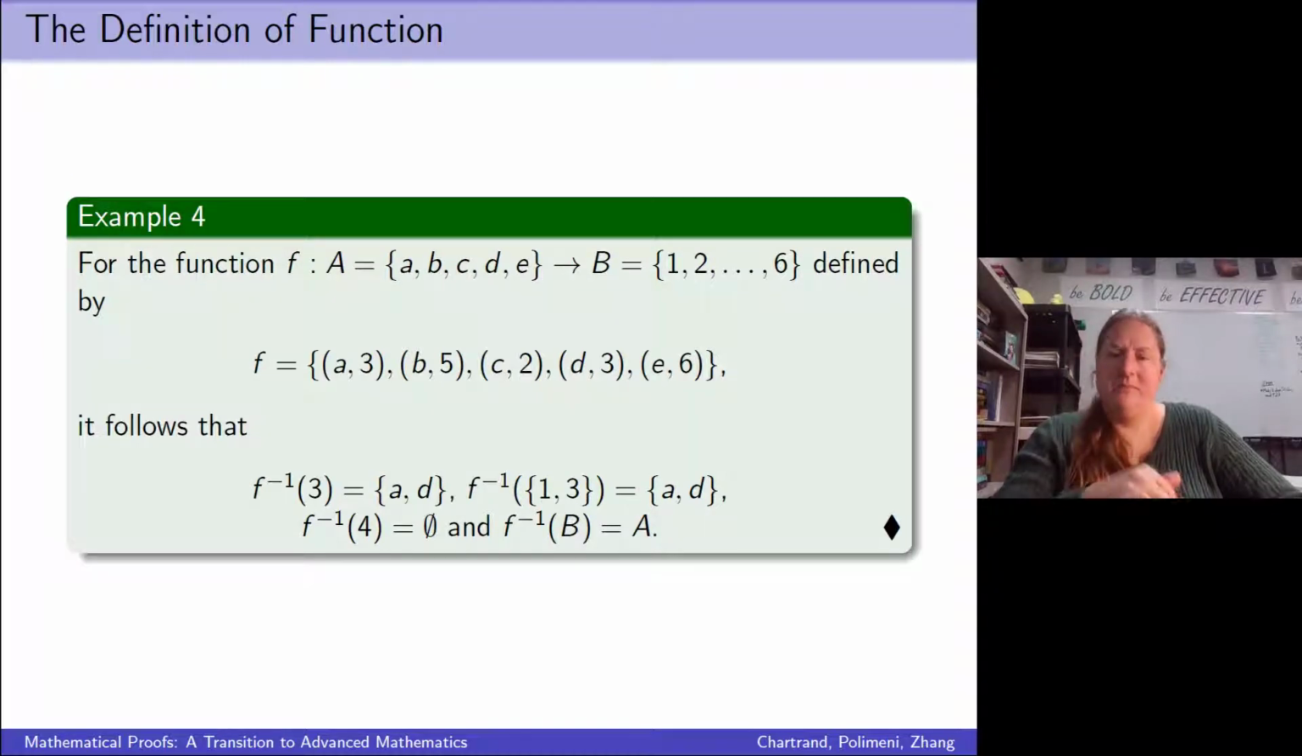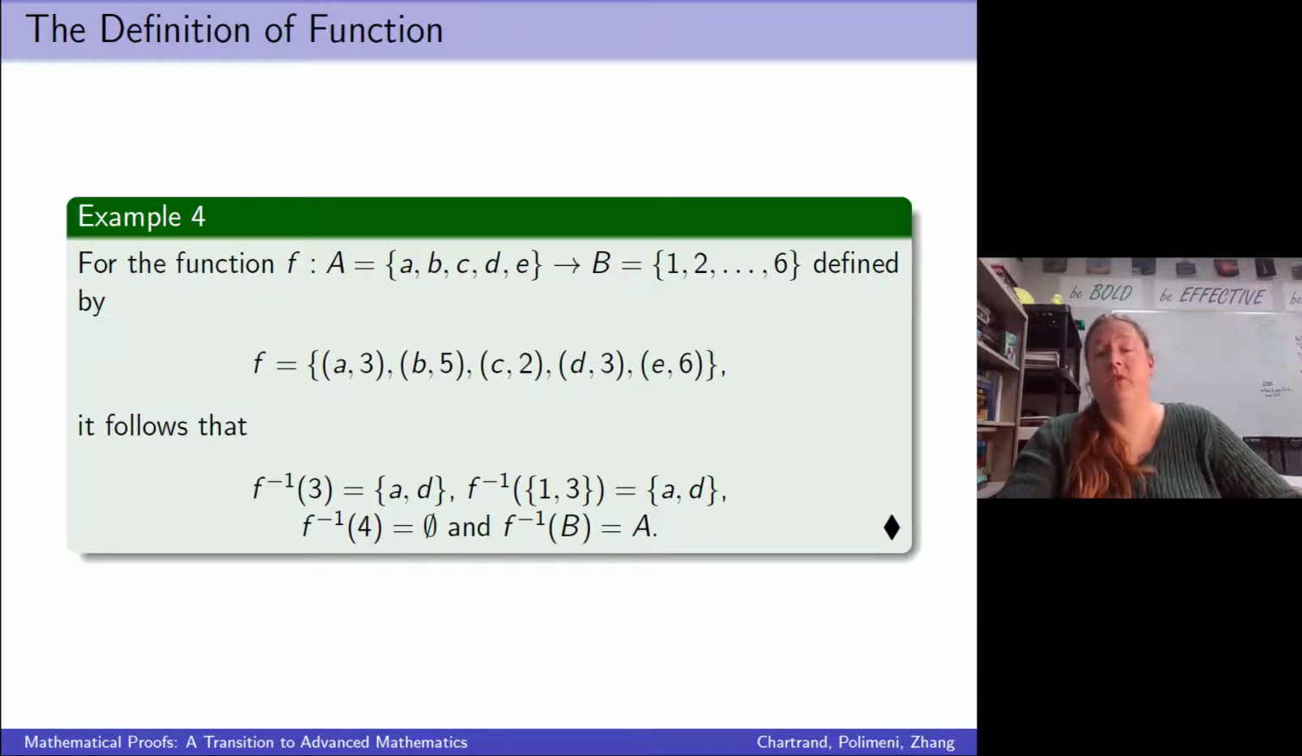So again, here's back to my example of A being {a, b, c, d, e}, and B being {1, 2, 3, 4, 5, 6}, and f being the relation that is a function defined as the set of ordered pairs (a, 3), (b, 5), (c, 2), (d, 3), and (e, 6). Then we can look at the inverse image of, say, 3. So I'm looking for everywhere that 3 is the second coordinate. Well, that happens when the first coordinate is a and when the first coordinate is d. So the set {a, d} is the inverse image of 3.